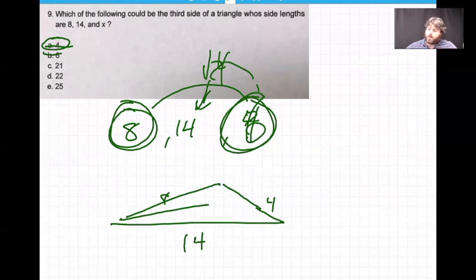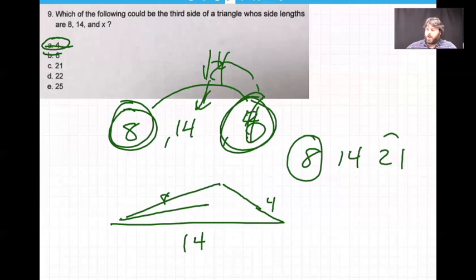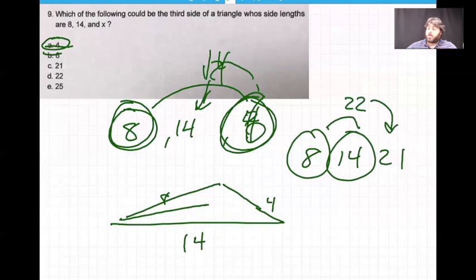What about 21? 8 and 14 and 21. Now here's the thing you have to think about. I don't add my 8 and 21 now because those are not my two small sides. Now my two small sides are 8 and 14. So 8 and 14 add to be 22. And 22 is bigger than my longest side. So this is actually going to be possible.